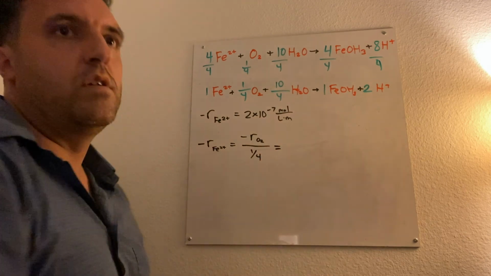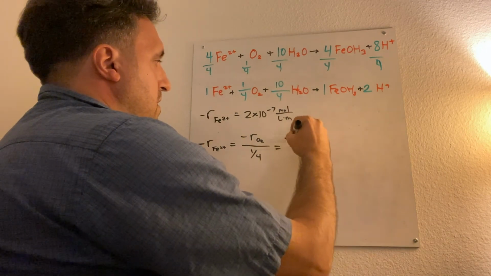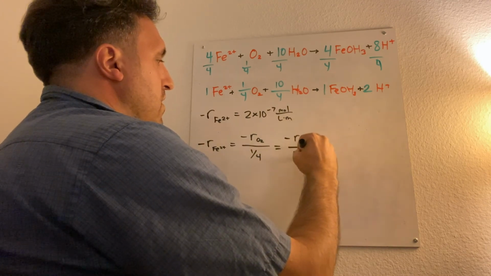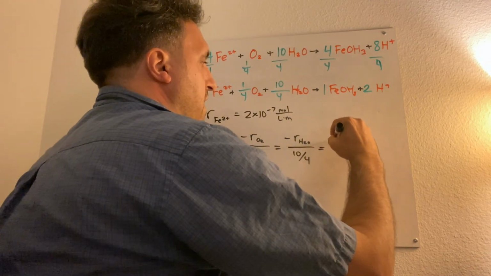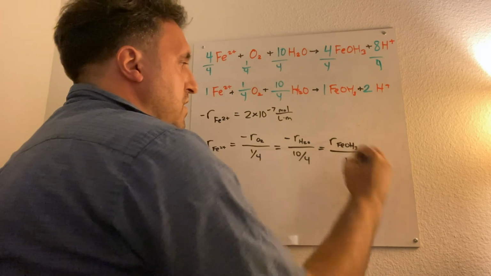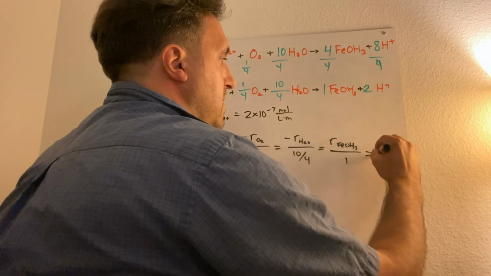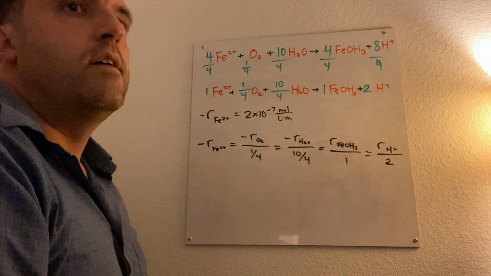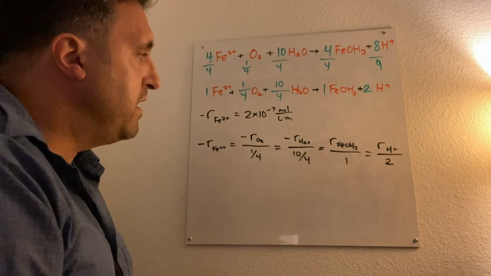which is equal to the disappearance of water divided by 10 over 4. And that's equal to the production of iron hydroxide divided by its coefficient 1, which is equal to the production of H plus divided by its coefficient of 2. Now, since we know the rate of loss of Fe2 plus, we can solve for the rest of the rates.